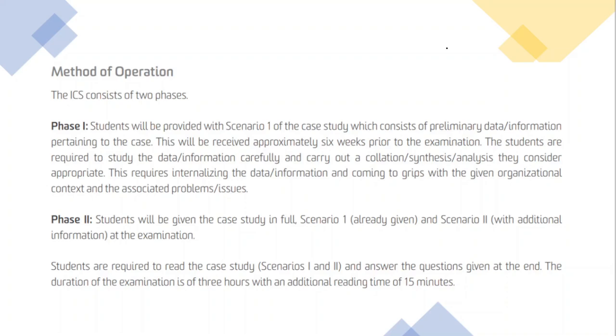But in stage 2 or phase 2, what happens is at the exam level, you'll be reading your pre-seen, prepared with the pre-seen, and you go and sit for your exam. At the exam, you get scenario 2, or in other words, phase 2, where you will have some additional information on maybe certain latest problems they have or certain additional info that we didn't have at the pre-seen level, along with the questions that you need to answer. You get 3 hours to tackle the integrated case study, along with 15 minutes to read scenario 2.